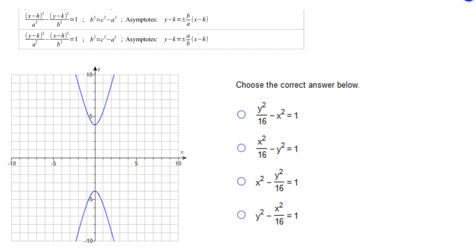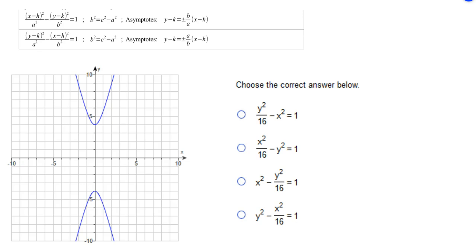So in these two equations, the only major difference is that we have a positive term and a negative term. The first equation has the x term being positive and the y term being negative. And the second one has the y term being positive and the x term being negative. So that's what determines whether you have a vertical or horizontal orientation. So when your x term is positive, you have a horizontal orientation.